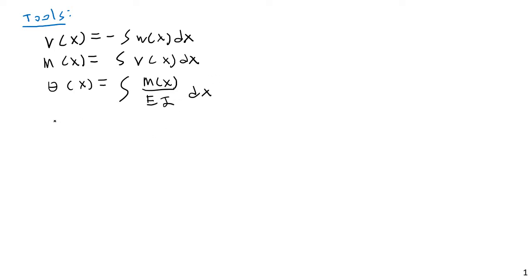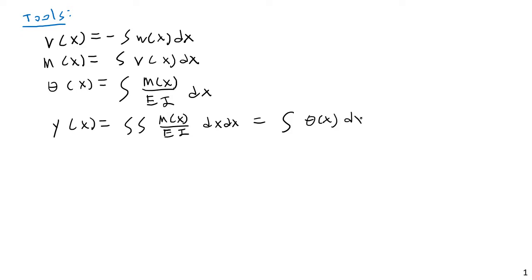And we know that y as a function of x is equal to the double integral of M of x over EI, both with respect to x, which is also equal to simply the integral of the slope as a function of x, dx. So this is just as a review. These are the tools that we're going to use as we work through the following example.